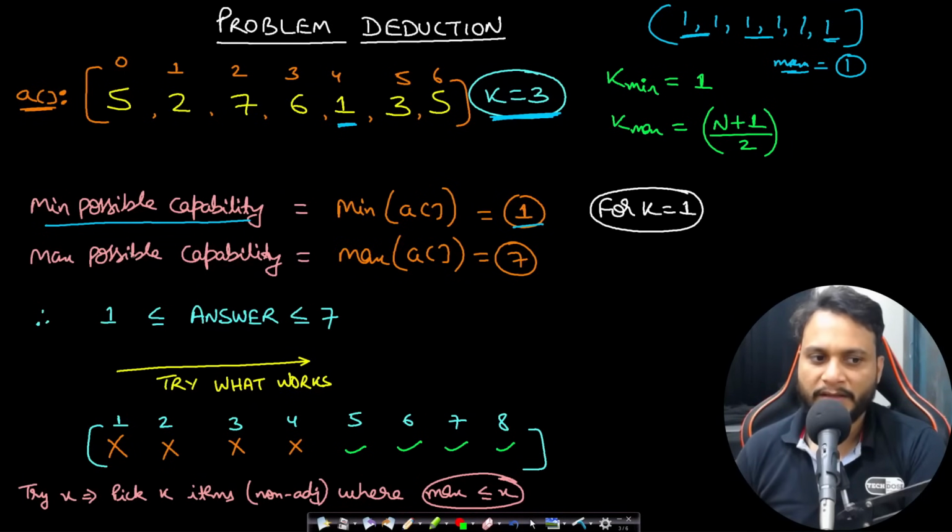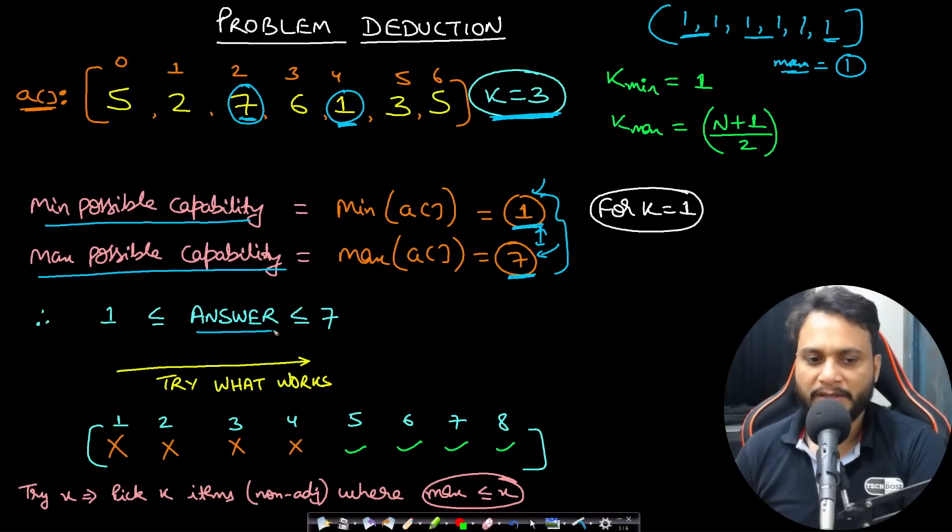And with the same reasoning, the maximum possible capability that you can get according to the problem statement can never be more than the maximum of the entire array, right? So by just looking at the array, you are sure what is the minimum answer and what is the maximum answer. Maybe 1 may not be the result, maybe 7 may not be the result, but this is the range in which your answer must lie. Because if you are going to steal, the values will always be within the range of minimum to maximum. It is not going to go anywhere else, right? So I have determined the range of my answer from 1 to 7.